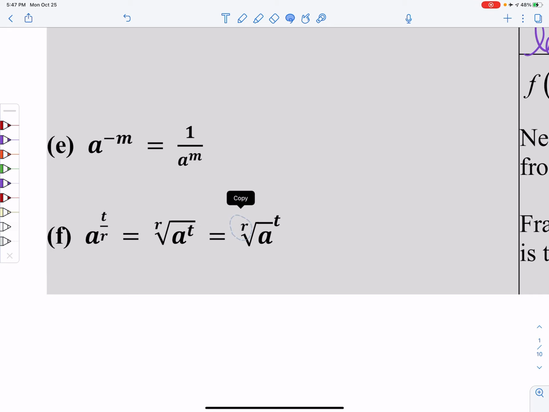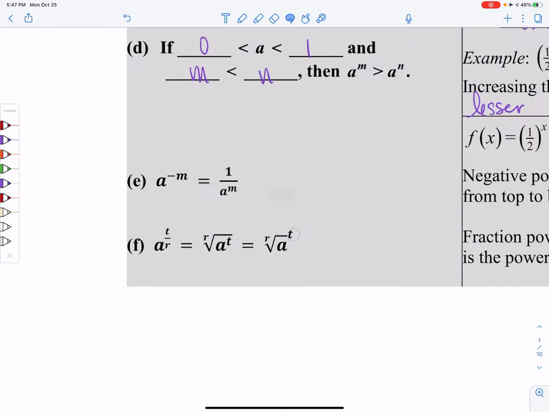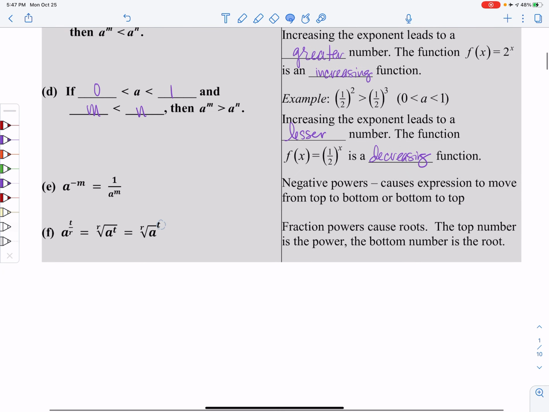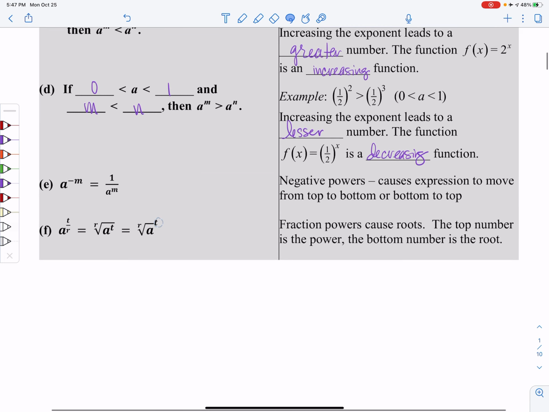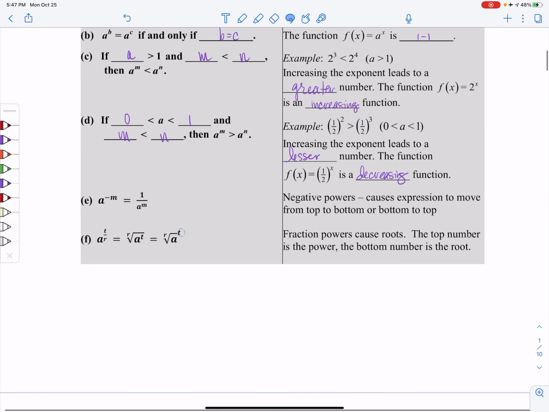The bottom number tells you what kind of root it is. The top number tells you what the power is. And notice that the power can be written either on the inside of the root or on the outside of the root. Either is okay. So fraction powers are going to cause roots. The top number is the power. The bottom number is the root.